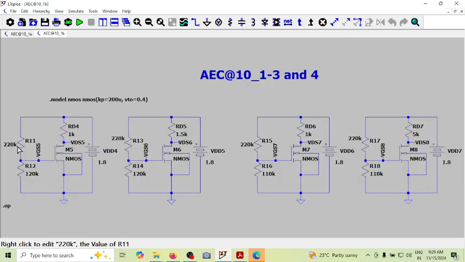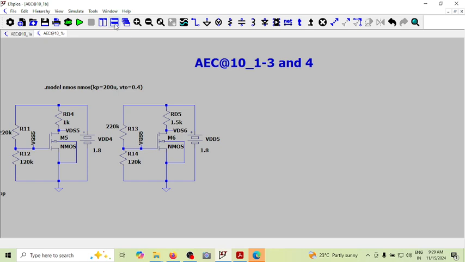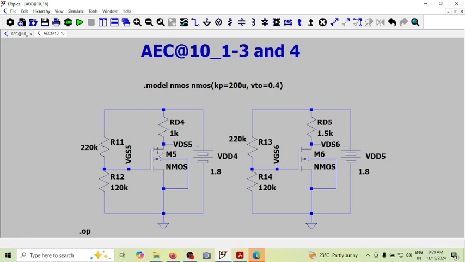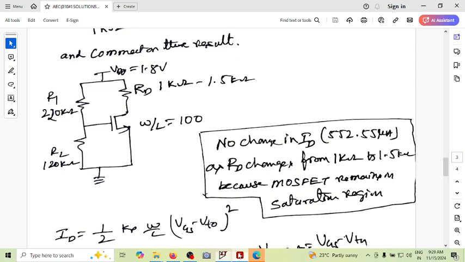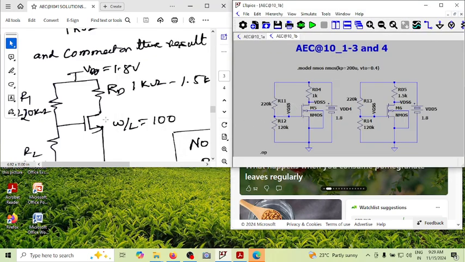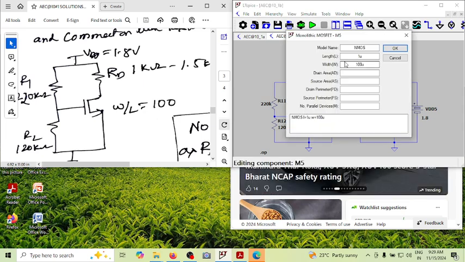So see here, this is 220K. Let me, for the time being, delete this. I'll take it up later. Let me move this from here to here, and zoom it out. If I compare that with my circuit, this is 220K, 120K, 220, 120, and this is 1K, and you can see W by L is 100. So L is 1, W is 100, so W by L is 100.